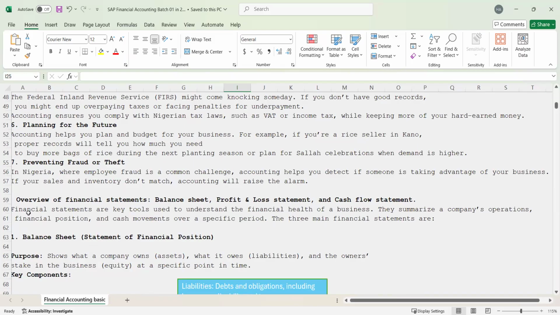So now we are at the overview of financial statements. When we say financial statements, what constitutes them is your balance sheet, now being called the statement of financial position, your profit and loss, that is P&L, also known as the income statement, then your cash flow. Financial statements are key tools used to understand the financial health of your business, right? They summarize a company's operations, financial position, and cash movement for a specific period. When we say cash flow statement, we mean cash movement within a specific period. So the three main financial statements are the balance sheet, the profit and loss, and the cash flow, and these are the things we will discuss.